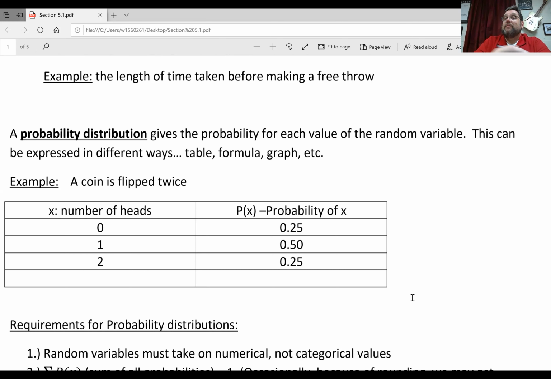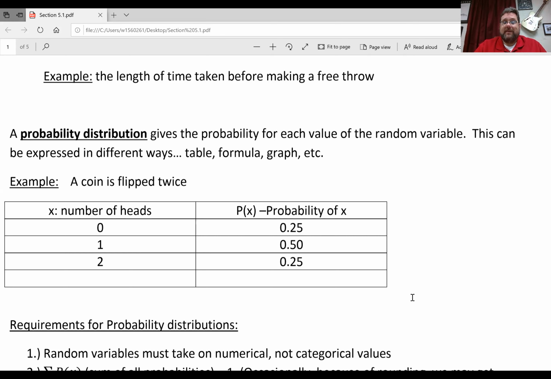Now, if we have a discrete random variable, we can do this in terms of a table. We can draw a graph usually pretty easily, sometimes a formula. Continuous random variables, we usually have to have some kind of formula. So most of what we're going to be dealing with today, in fact, pretty much all of what we're going to be dealing with today, is going to be discrete random variables.